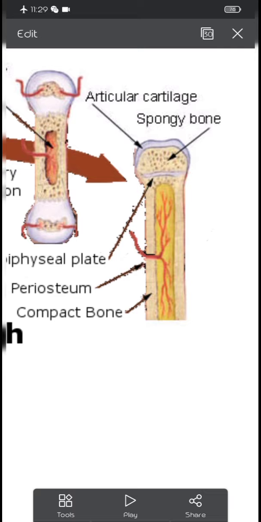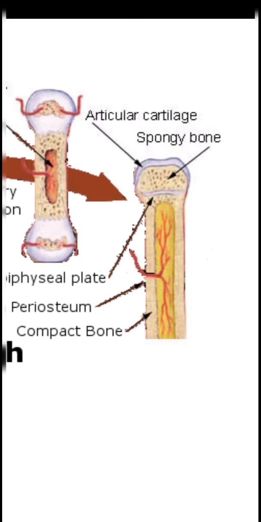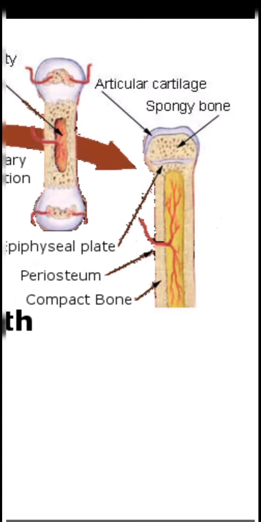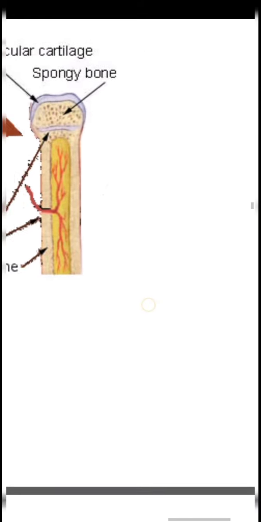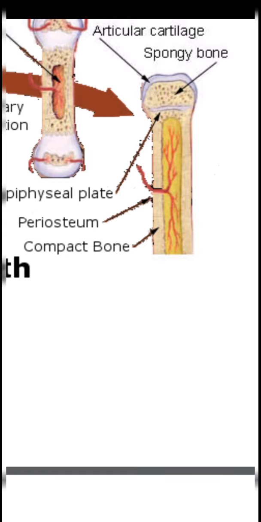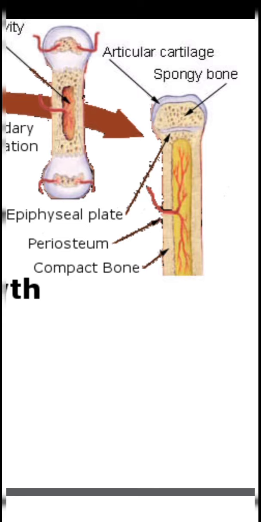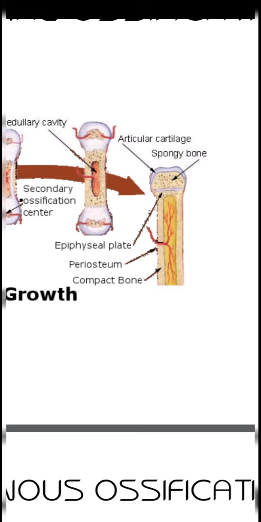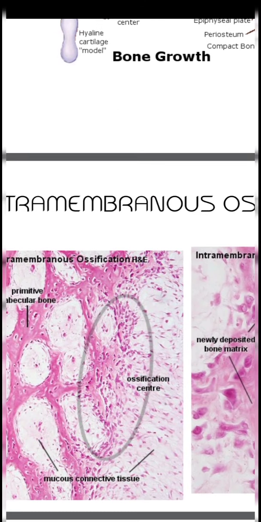Then there is the part of the bone that is still growing, the spongy bone, the epiphysis. Then there is metaphysis. We will discuss the other structures further in the next slides. In the center there is medullary cavity where the bone marrow is located, and on the sides there is periosteum. On the sides of the medullary cavity there is compact bone, that is the mature bone.